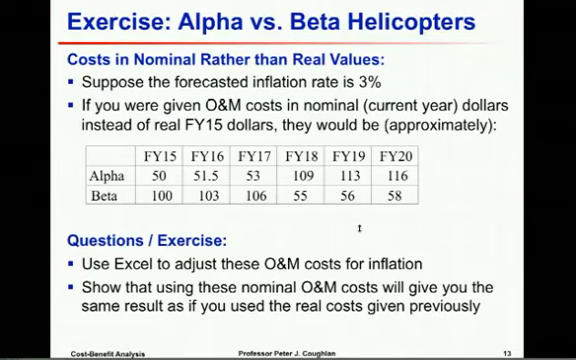Now, if the O&M costs were not discounted, so they were given in current year dollars rather than FY15 dollars, they would be approximately as shown here. Instead of being, for example for alpha, $50 million every year for the first 3 years and 100 million every year for the last 3 years, it would be 50, 51.5, 53, 109, 113, 116, approximately. One exercise I asked you to do is to use Excel to adjust these O&M costs for inflation and show that that would give you the exact same results.